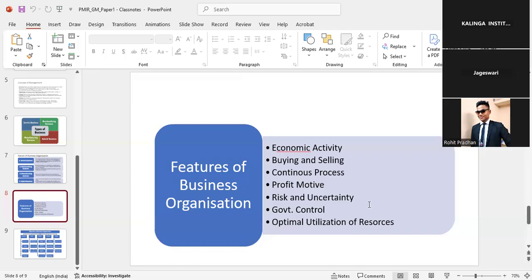If you have a travel business, you are employing different drivers, different cars. So you have to follow the rules and regulations. Drivers will have proper license. Your vehicles will have proper registration. So all these are government control.